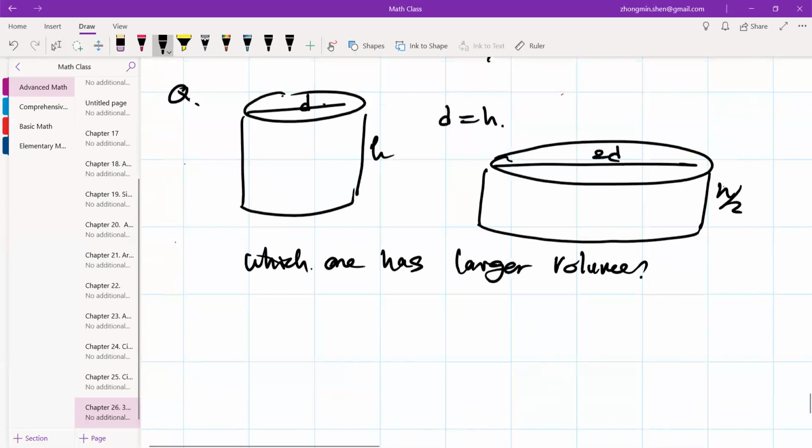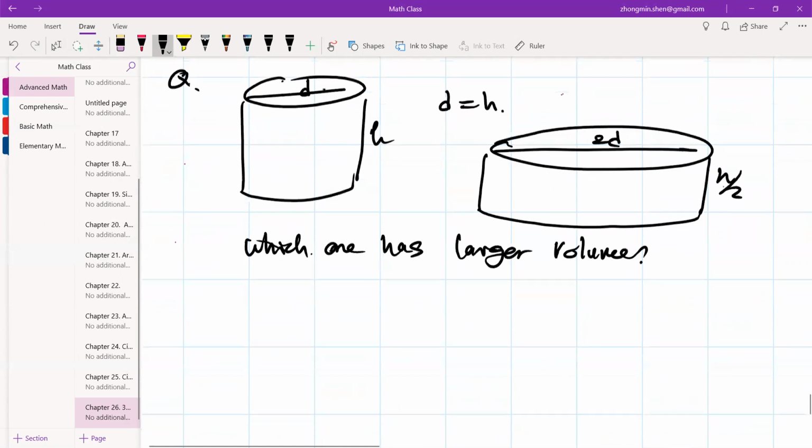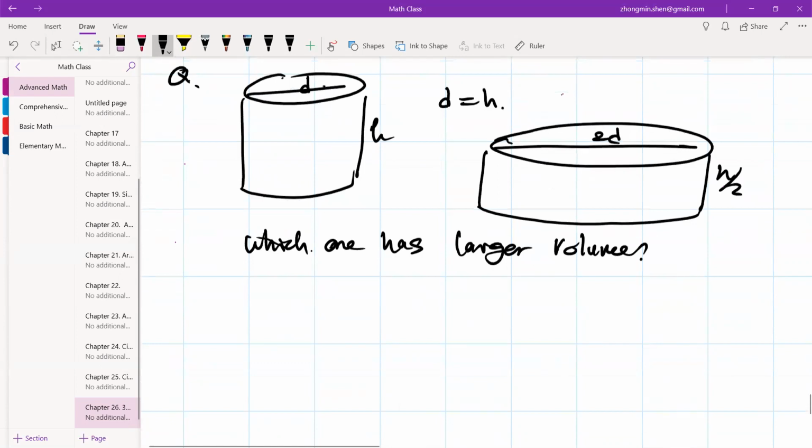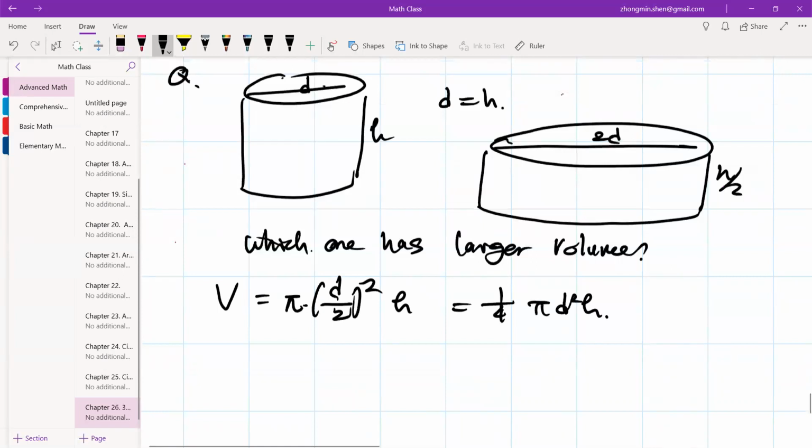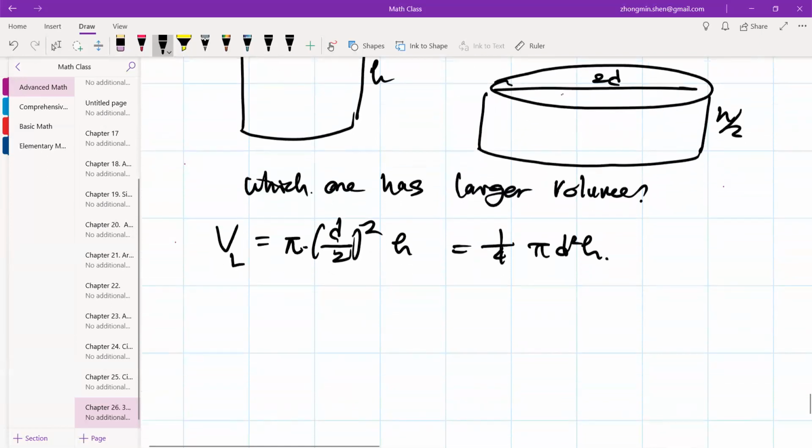Which one has the larger one? Yeah, the one that is short. So the volume on the left side is going to be pi, right, times half of d squared and h. You can calculate that. It's going to be a quarter of pi d squared h. Then the one on the right-hand side is going to be pi times d squared, because the radius is d here, and this will be half of h. So the answer will be half of pi d squared h. So the other one must be larger.